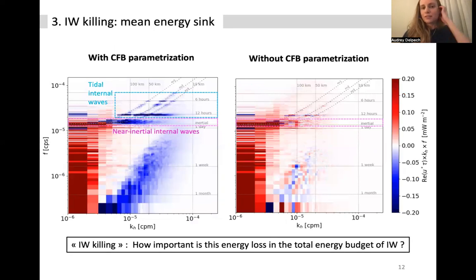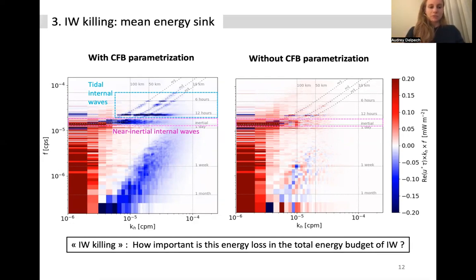Oh yeah, just before this, and just to convince you that this energy loss is really due to the current feedback mechanism, I've run a set of simulations with the current feedback and without the current feedback parametrization. And what you can see is that when we don't have the current feedback parametrization, we also don't have this energy loss, neither in the mesoscale, submesoscale range, or in the high frequency range. So it's really related to the current feedback parametrization.